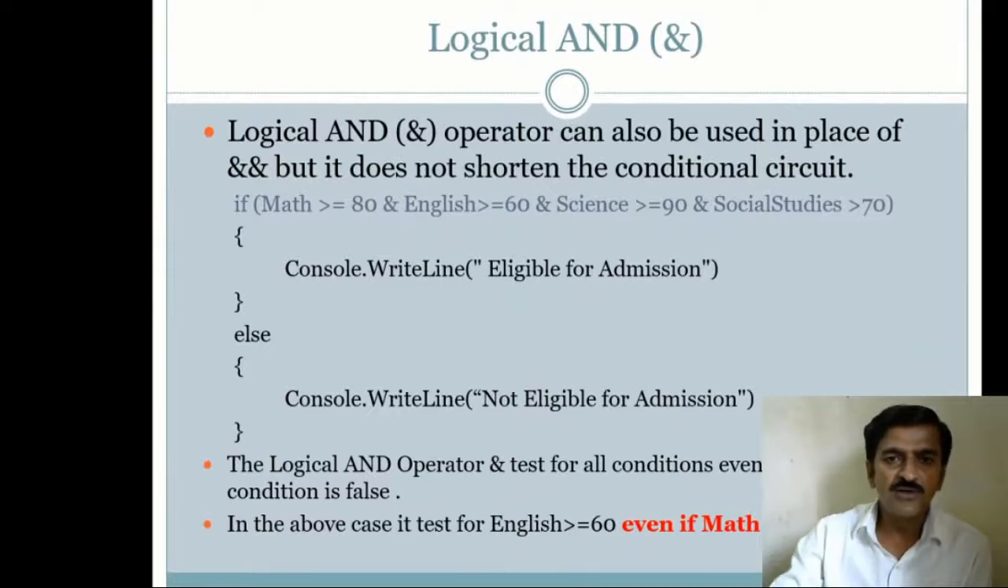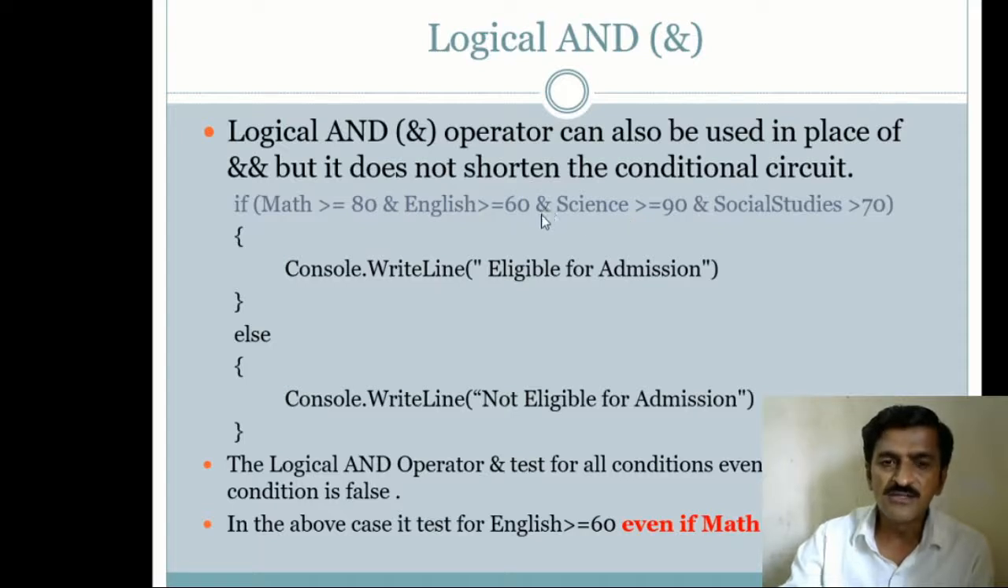Logical single AND. The logical AND operator can also be used in place of double AND, but it does not shorten the conditional structure. It means if you write a condition like this using a single AND operator, it tests all the conditions whether the first condition is true or false. Then it tests the second condition, and again the next one. Here we cannot save time.